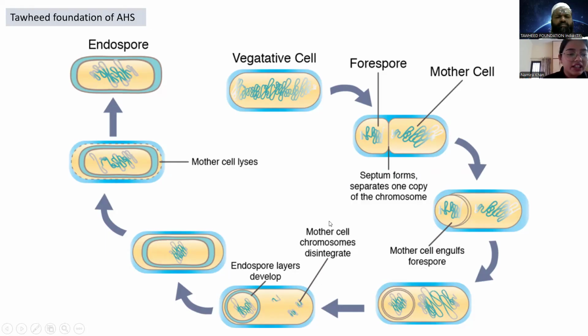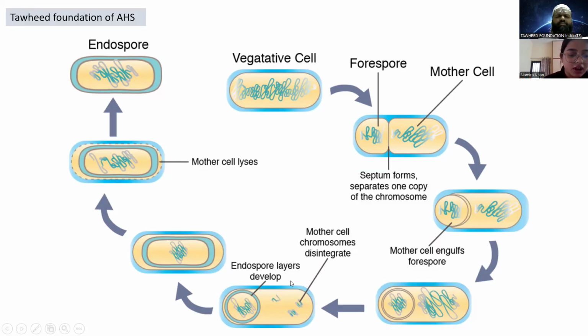Here is the DNA replication. The bacterial DNA is duplicated in preparation for cell division. Asymmetric cell division: the cell divides unequally, forming a small forespore and a larger compartment, which is called the mother cell. And then engulfment: the mother cell membrane engulfs the forespore, surrounding it with a second membrane.